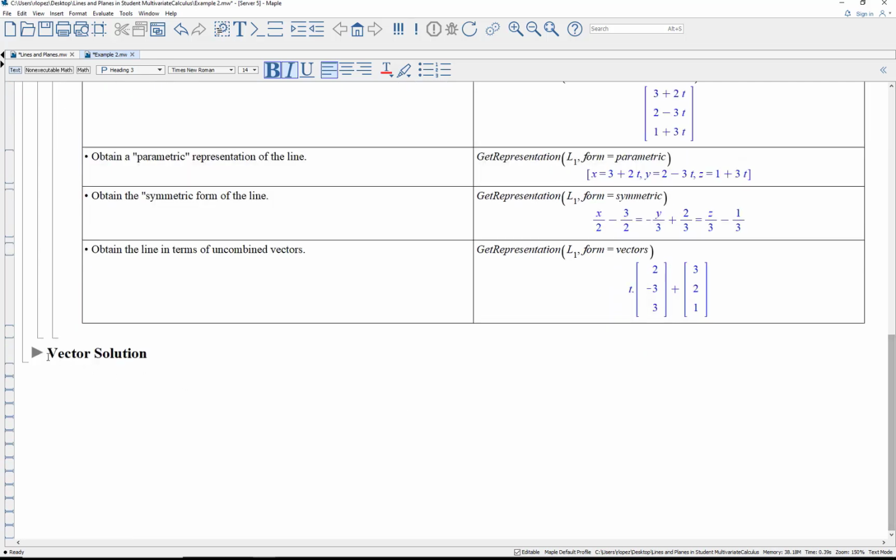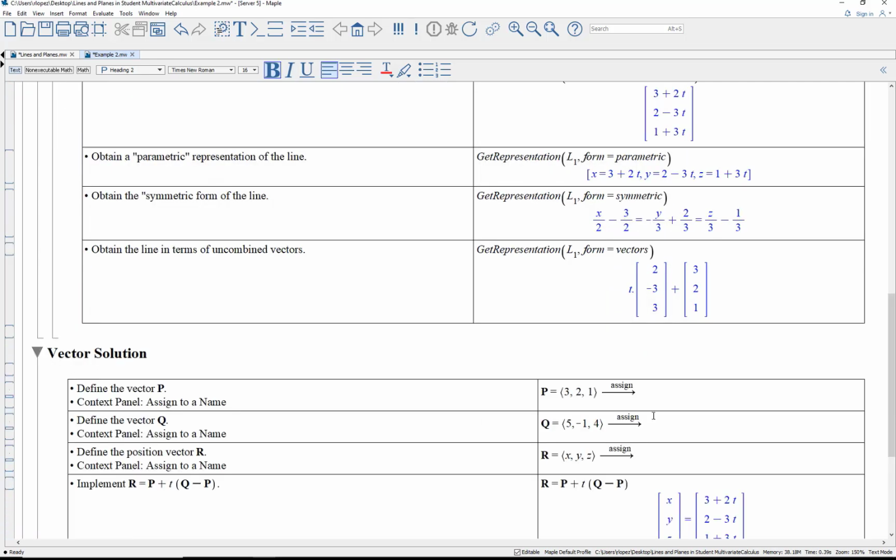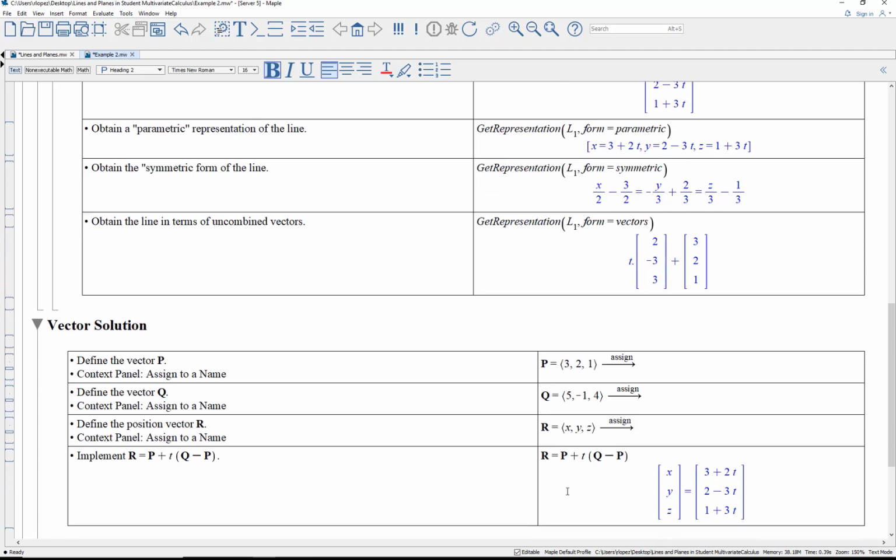Then the traditional vector solution would run something like this. The 2 points P and Q use an equal sign, but use the context panel to assign name. Generic position vector, and write R equals 1 point plus T times the direction vector, which is obtained by subtraction, Q minus P.